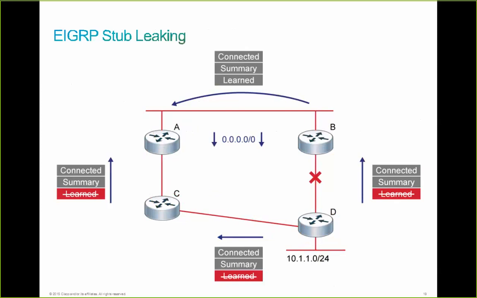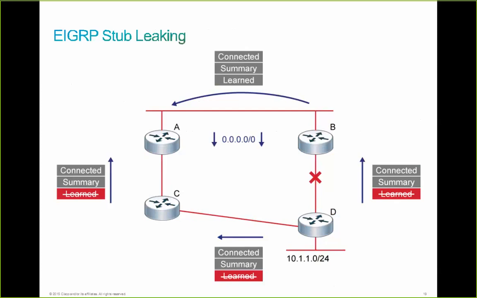There's stub static, stub connected, stub redistributed, stub receive-only. Receive-only means I'm not going to send anything, right? Did I give them all? Connected, summary, static, redistributed, receive-only. Yeah, those are the 5, right? Those are the 5 choices you have with stub features. Connected and summary are the defaults.